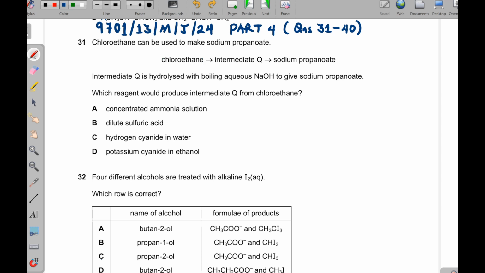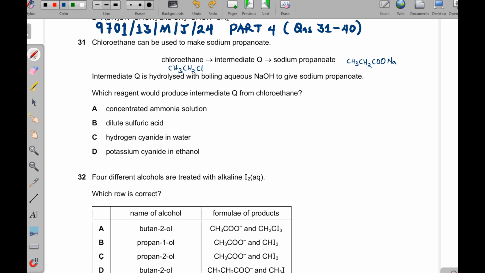So sodium propanoate, how does it look like? This is CH3, CH2, then COO, Na. And then here you have chloroethane. So if you have chloroethane here and then an intermediate Q, now there is another carbon added.